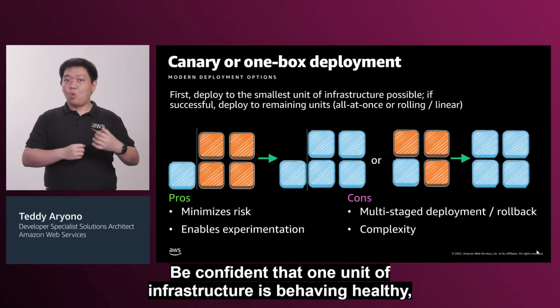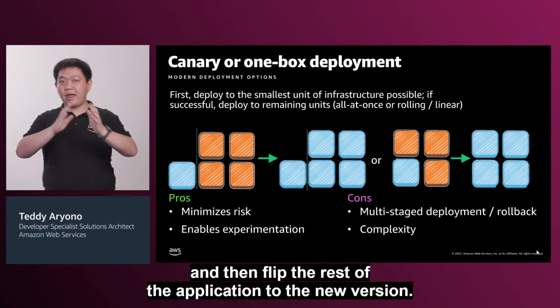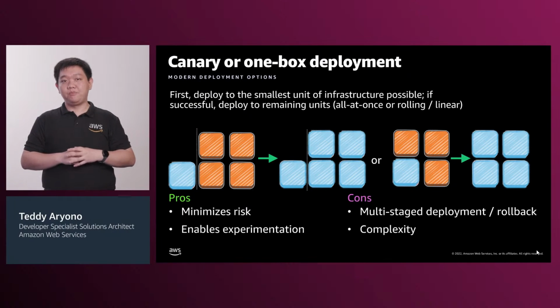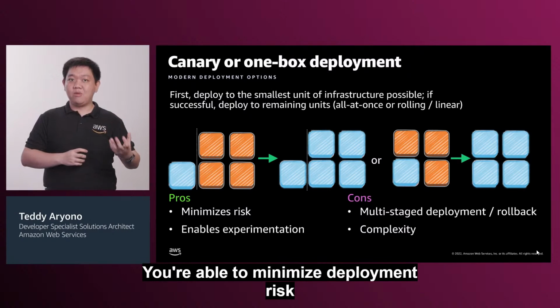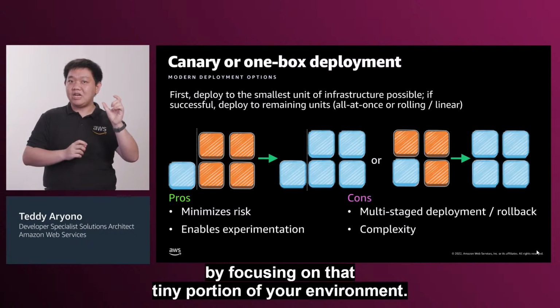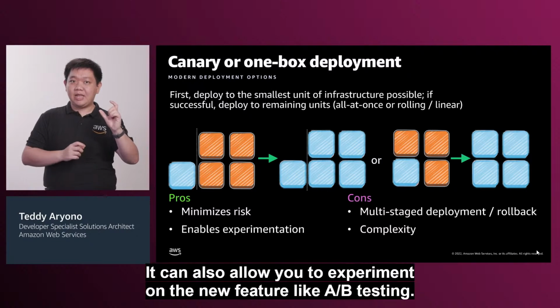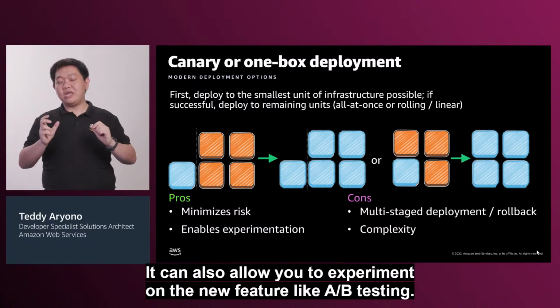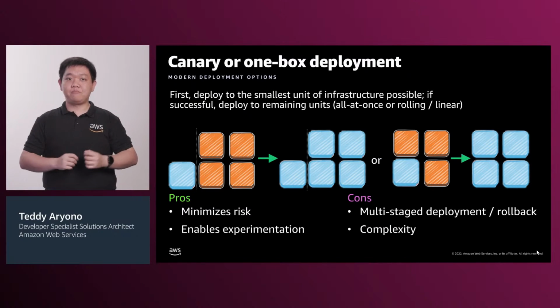Be confident that one unit of infrastructure is behaving healthy and then flip the rest of the application to the new version. You're able to minimize deployment risk by focusing on that tiny portion of your environment. It can also allow you to experiment on the new feature, like A/B testing.